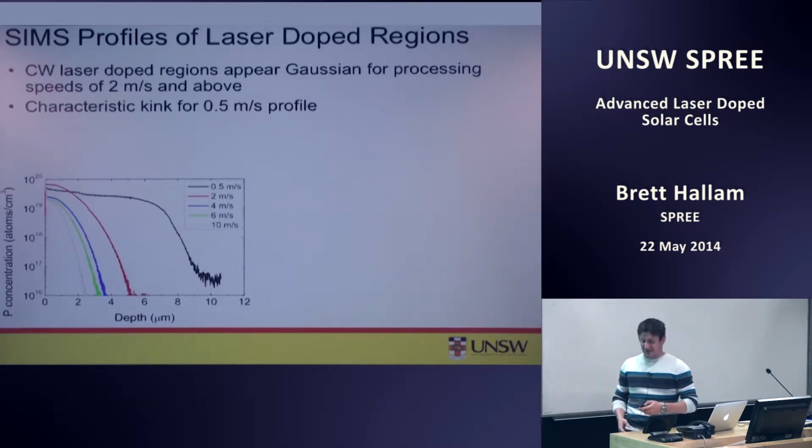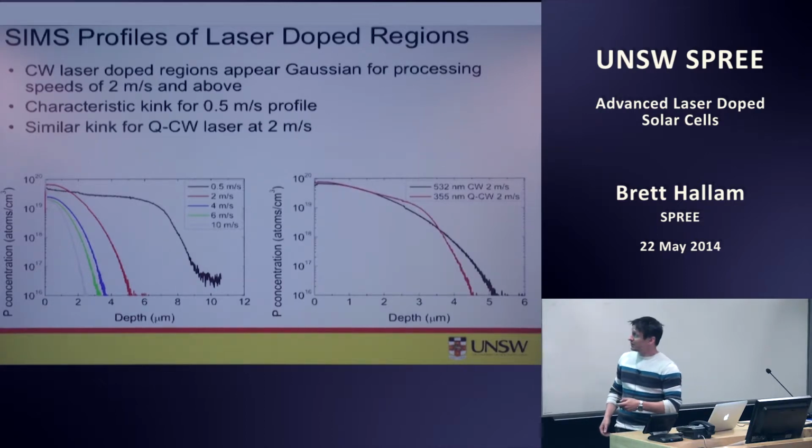So if we look at some of the SIMS profiles from a CW laser doping by varying the speed, we see that the faster speeds roughly look like a Gaussian diffusion profile, whereas the slower speed at 0.5 meters a second, we can see it's starting to look like more of the conventional box profile that you expect from short pulse length Q-switch lasers.